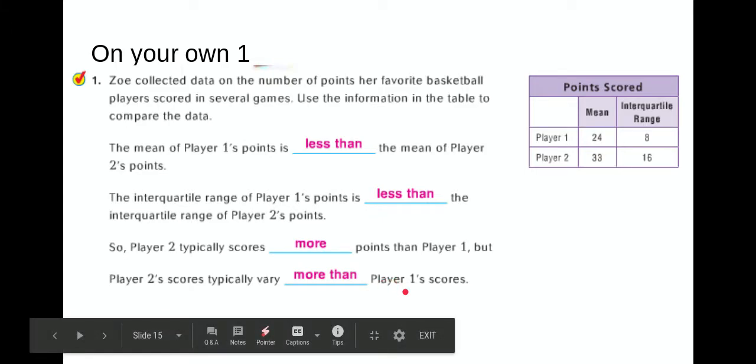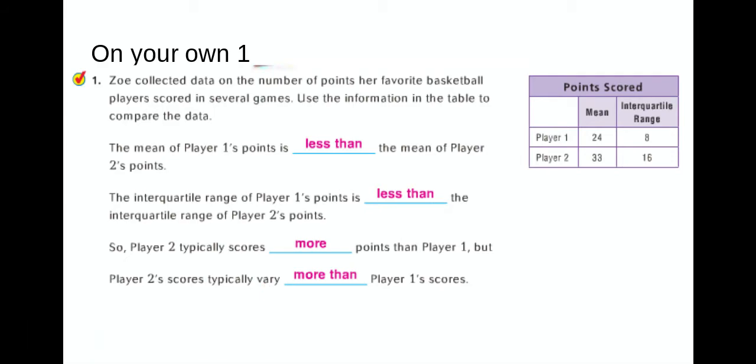This is what you would have written down on your paper had this been totally blank lines. So player two typically scores more points than player one. There's our word typically, or typical. And player two scores typically vary more than player one scores. And there's our word that goes with our measure of variability, the word vary. So go back and change your answers if you think you have to.